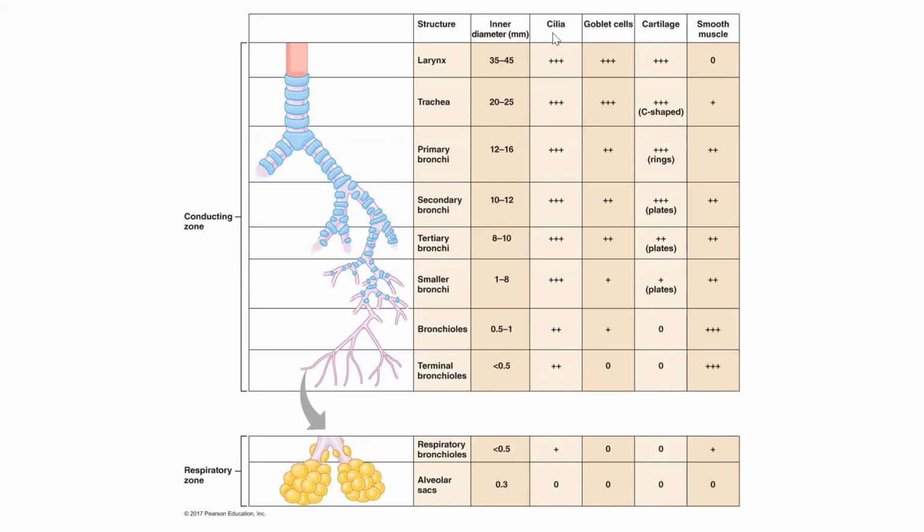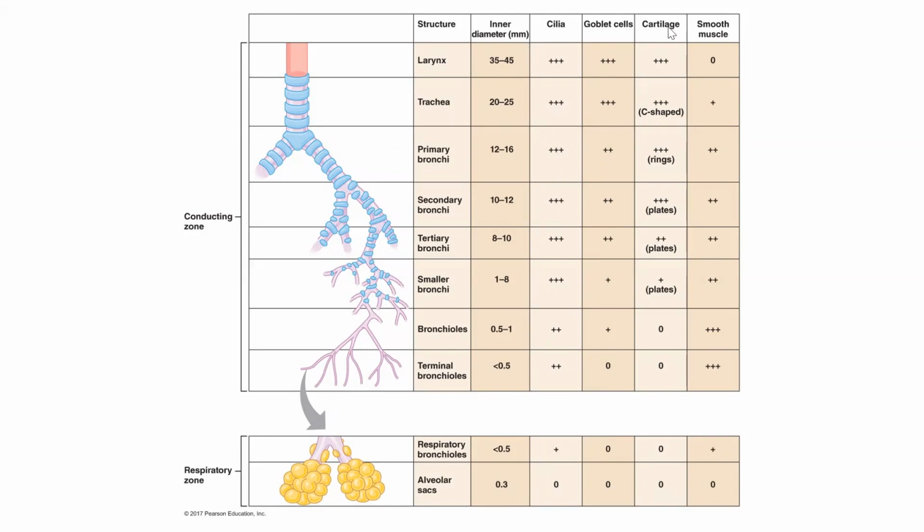The other trend that we want to think about are the cilia and goblet cells. And we'll speak about the function of cilia and of goblet cells because they're kind of connected. They work in coordination with each other. But the general trend that we see for both of these structures is that it gradually decreases as we go from the proximal larynx all the way down to the alveoli, okay?